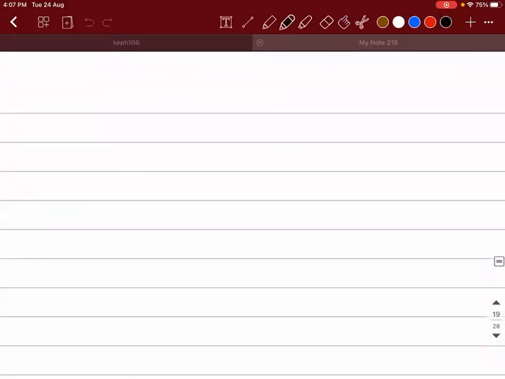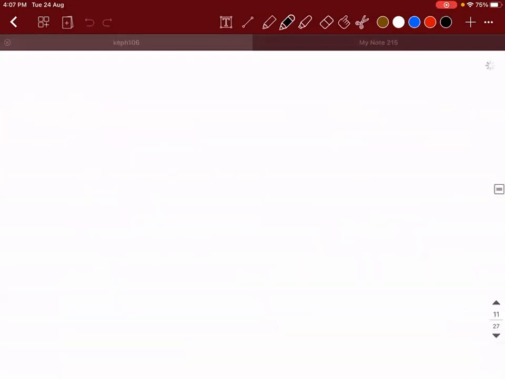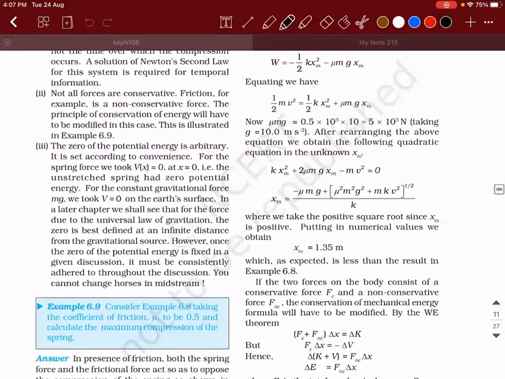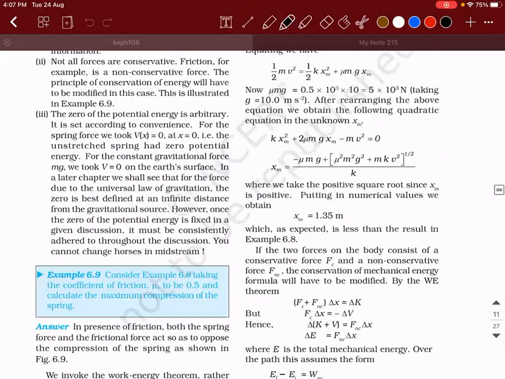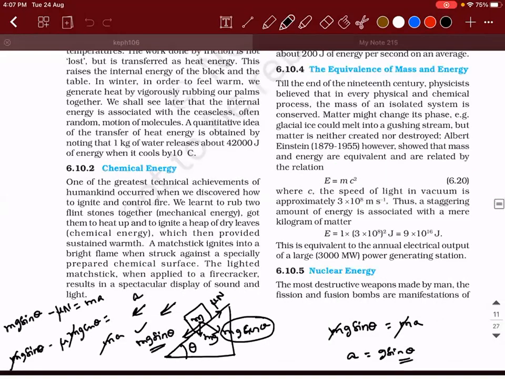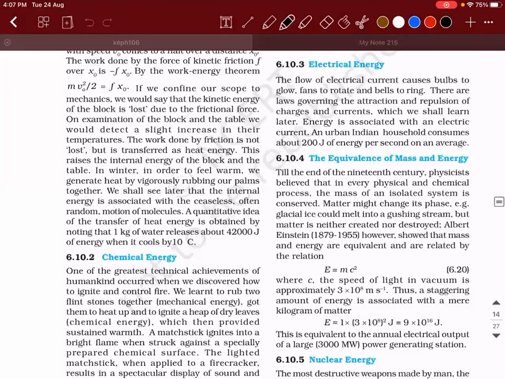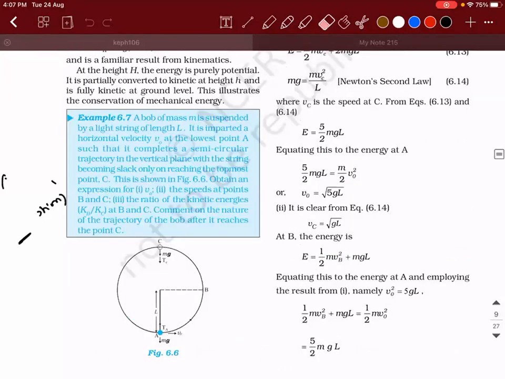So we'll be starting with the power. I called it vertical circular motion, right? So the vertical circular motion. Wait, I'll show you this problem. Okay, so this problem is a concept which is based on application of the circular motion.